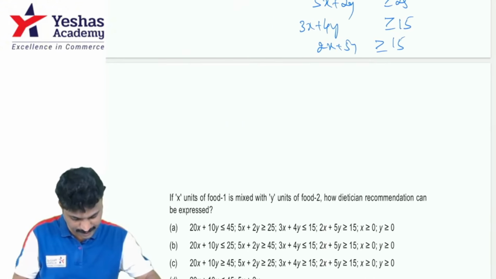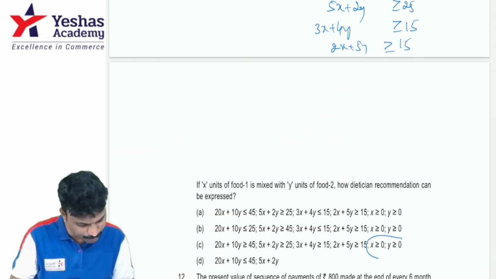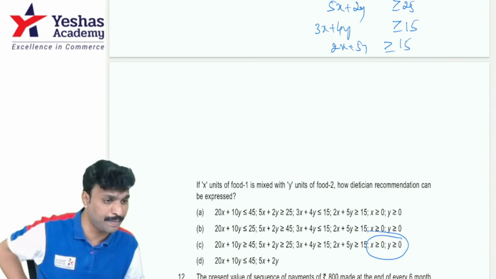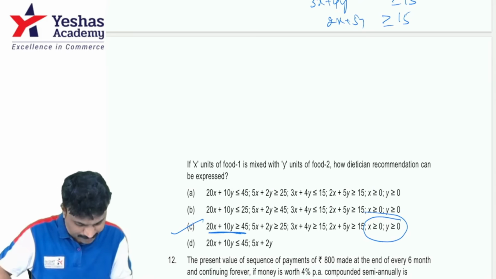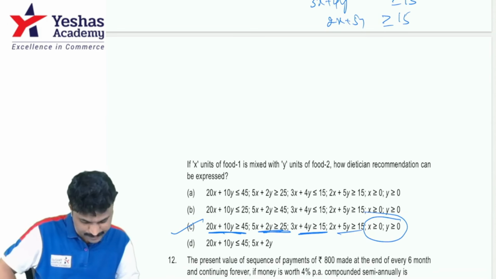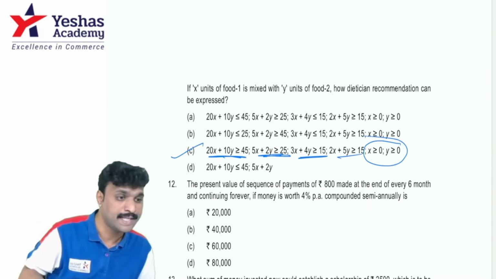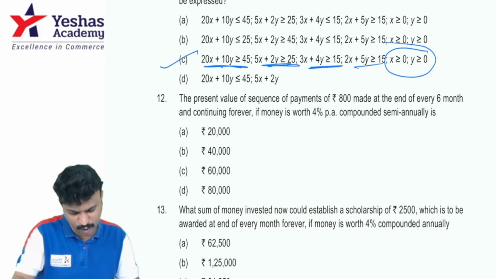Which option is correct? And most importantly, number of units cannot be negative. They have to be positive only. That is option C. You see, all the inequalities are greater than or equal to only. For all the inequalities, it is greater than or equal to only. So option C is the right answer. Guys, moving on to the next question.